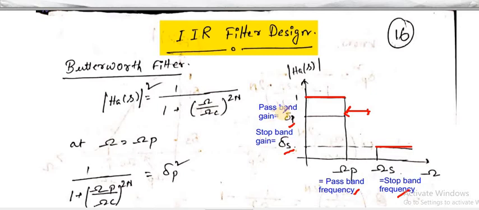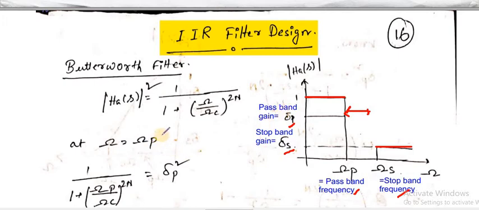If we want to design a digital filter, the designer has to know the corresponding analog values: the pass band gain, the stop band gain, the pass band frequency, and the stop band frequency. So if I ask you to design a digital filter, I have to provide you all these four parameters. Depending on these four parameters, you will calculate the order of the filter and the cutoff frequency. Now we will see how to calculate them.